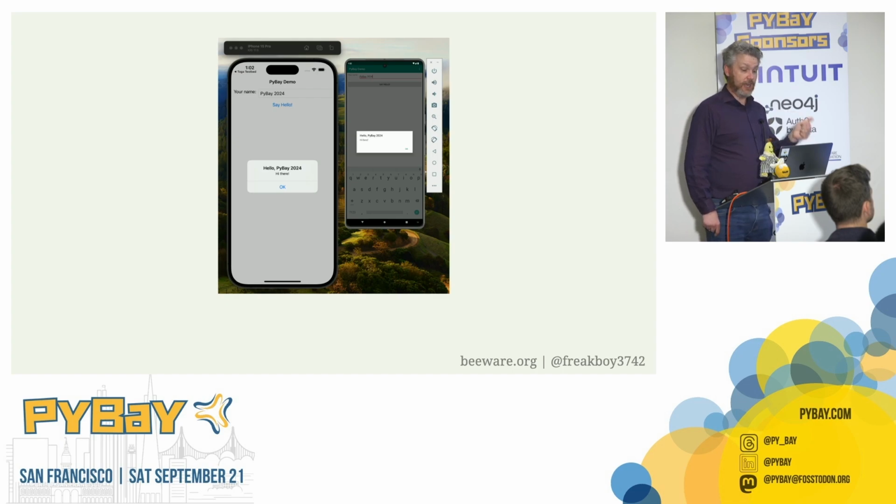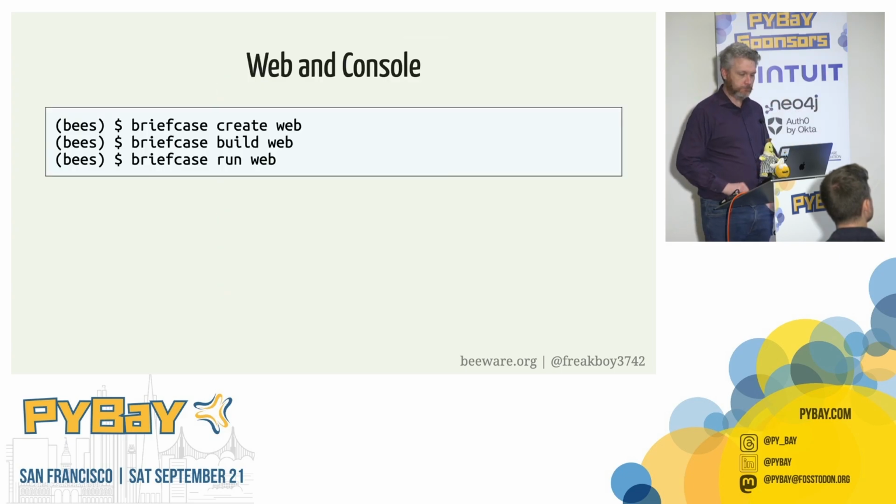On Android, you can target emulators or physically attached devices. You do need to do a bit of a weird dance with the physical device to put it into developer mode, but Briefcase will walk you through the steps of getting that done.